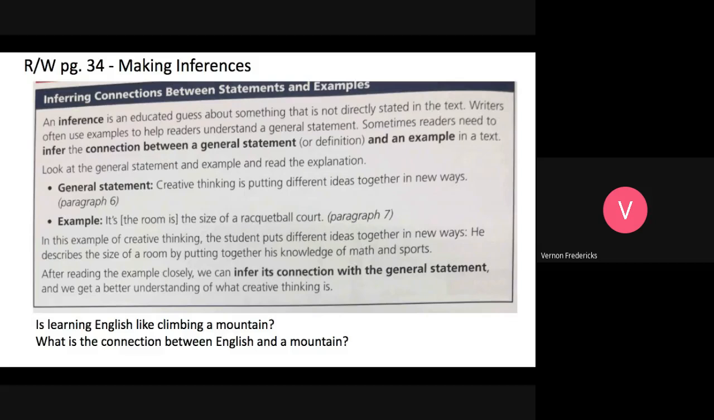So this is a general statement about climbing a mountain and English. Climbing a mountain we would use maybe with sports, like running and exercising, and English.